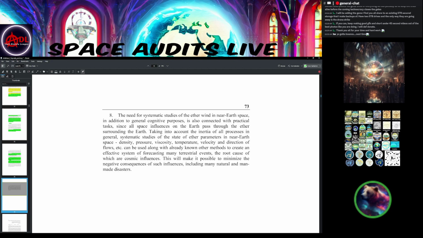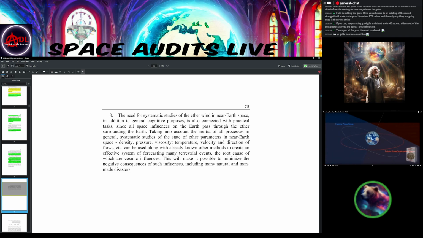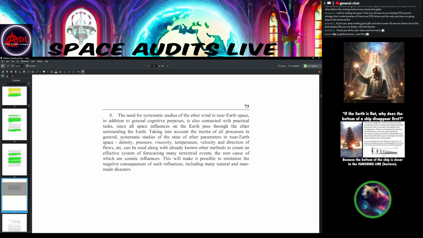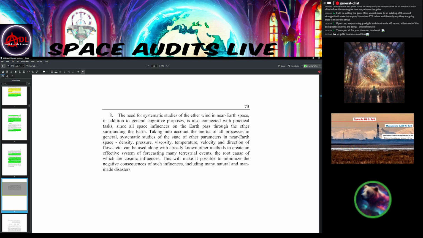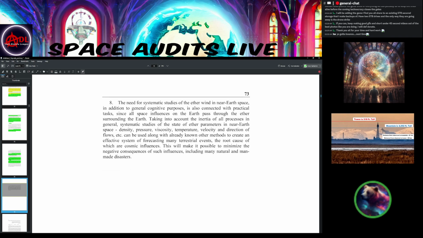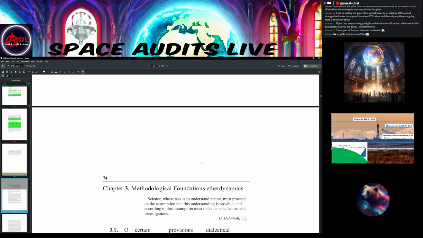Systematic studies of the state of the ether parameters near the Earth, density, pressure, viscosity, temperature, velocity, and the direction of flows, can be used along with already known and other methods to create effective systems of forecasting many terrestrial events, the root cause of which is cosmic influences. This will make it possible to minimize the negative consequences, including of many natural and man-made disasters.